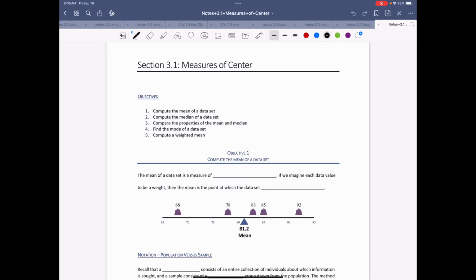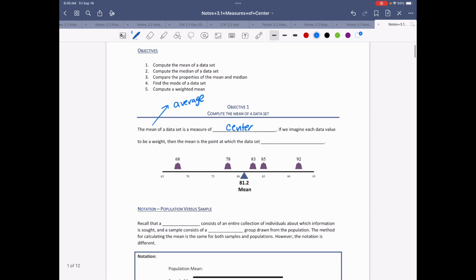What we're going to talk about today are measures of center, and they're going to be things that you've heard of before. The first thing is the mean, and what the mean is, is an average. And the mean of a data set is a measure of center. If we imagine each data value to be a weight, then the mean is a point at which the data set would balance.